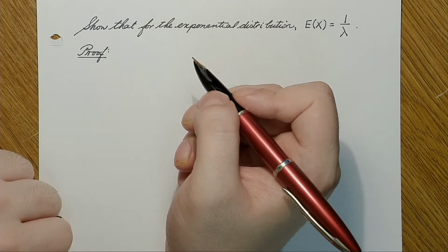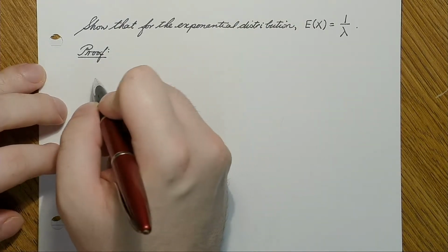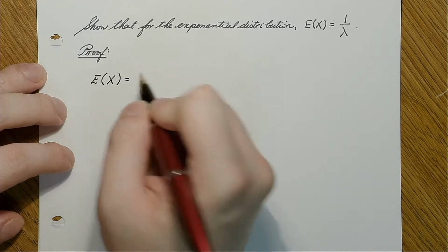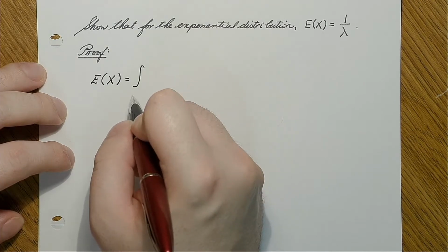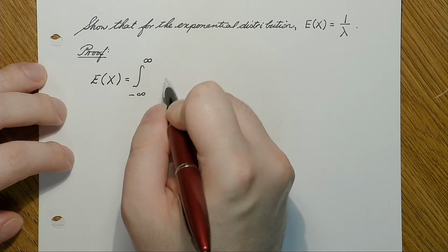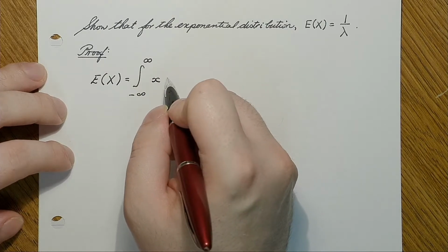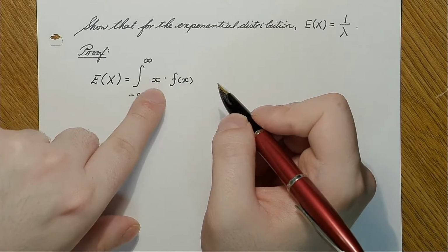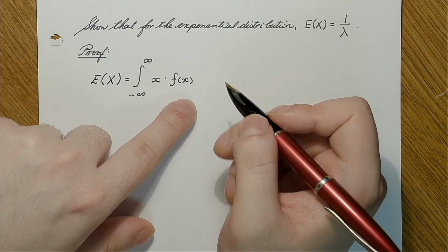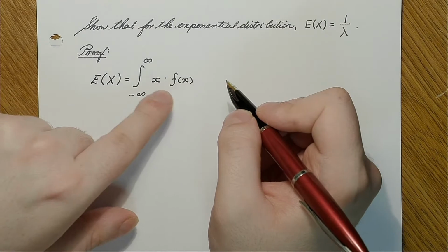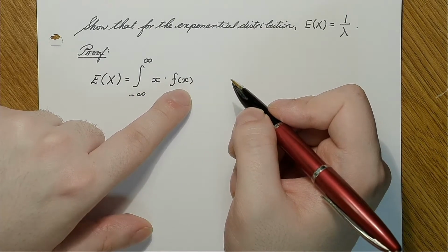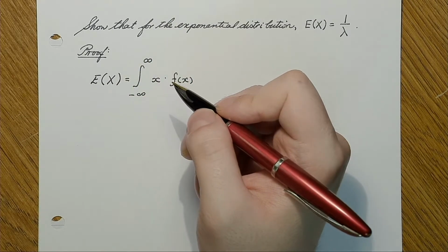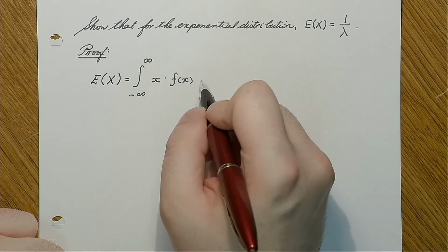So here's our proof. We need our definition of what the expected value is. Our expected value is the value times the PDF, or you can think of it as the value times the probability of that value. And then we integrate it over the entire real line, so that goes from minus infinity to infinity.